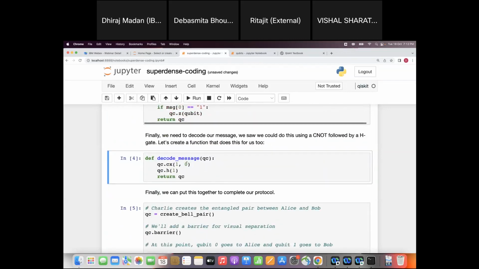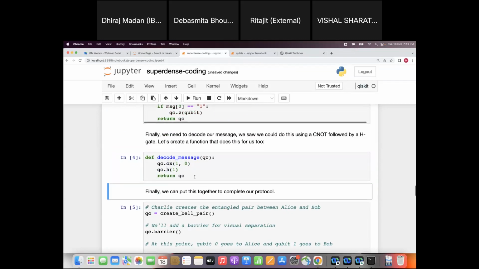And the decoder part here, what Bob needs to do is that Bob needs to apply an unentangling operation, which means that he applies a C naught, right, which unentangles it, and then he applies a Hadamard.